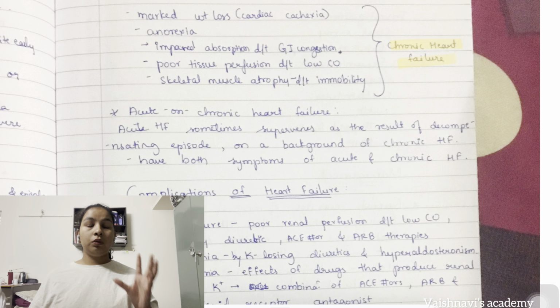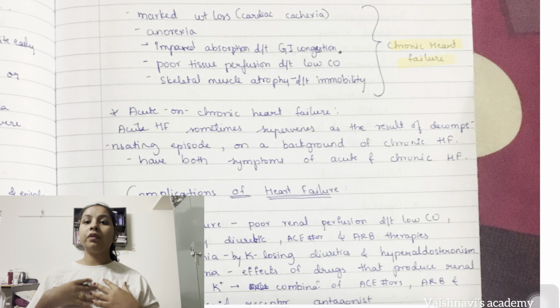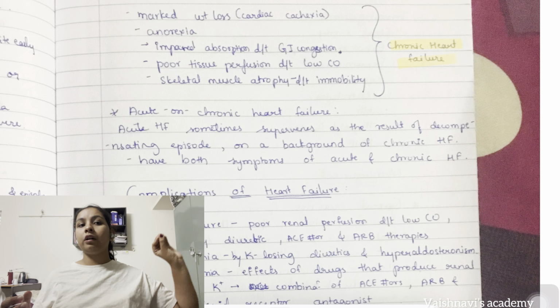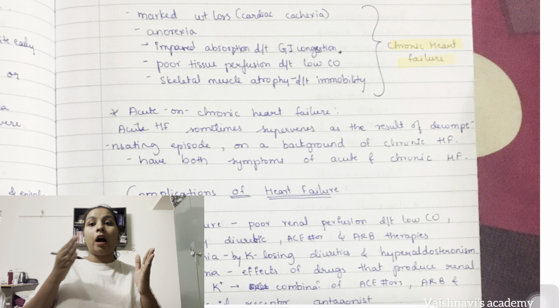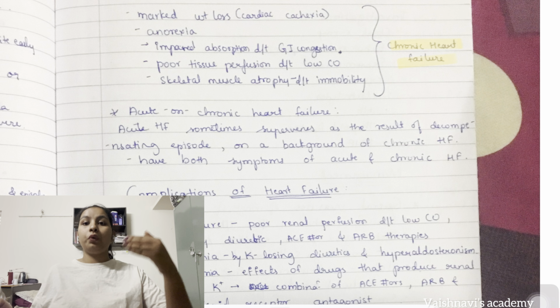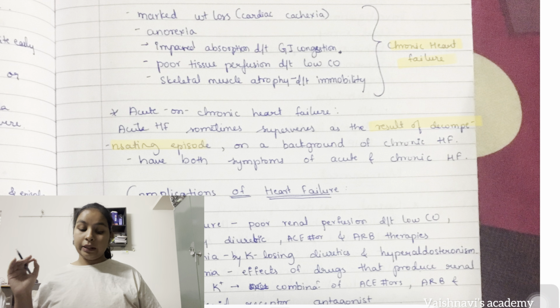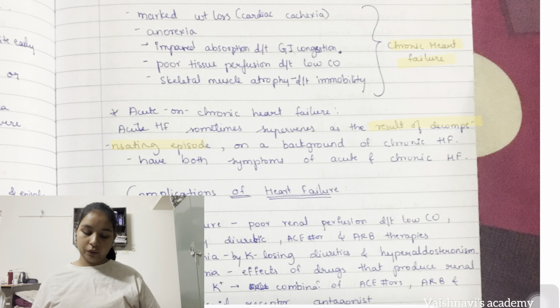Okay. Now, I said another one was acute on chronic heart failure. Here, the person is presenting us with acute heart failure symptoms, but we can also see that he has chronic heart failure symptoms. So this is just an acute exacerbation of a chronic heart failure disease. Okay. So acute heart failure sometimes supervenes as a result of a decompensating episode in a background chronic heart failure patient. They have both symptoms of acute and chronic heart failure.